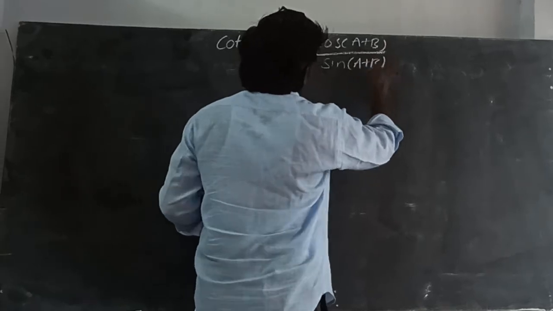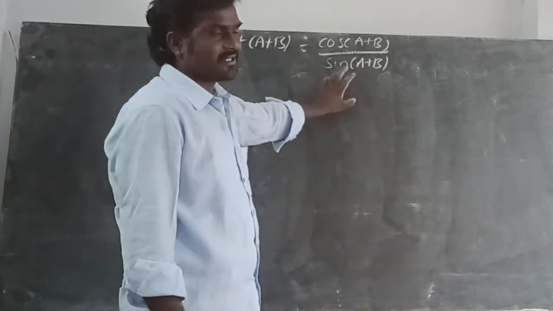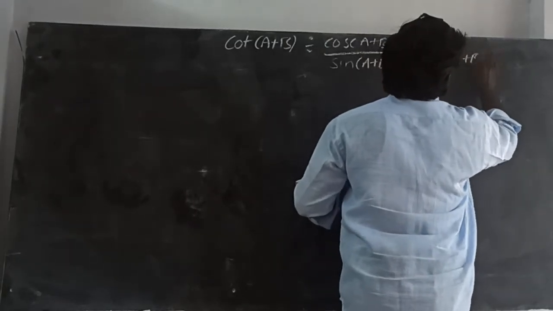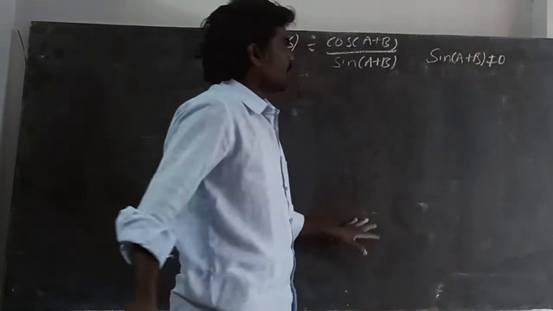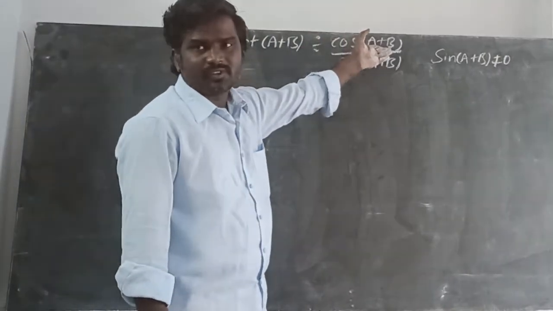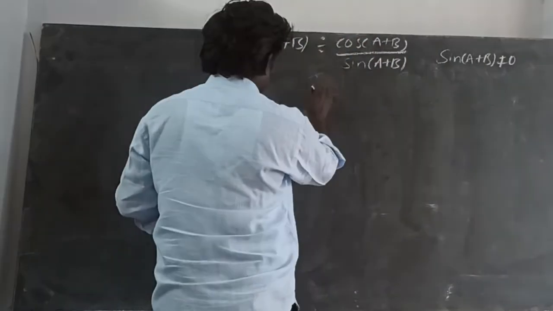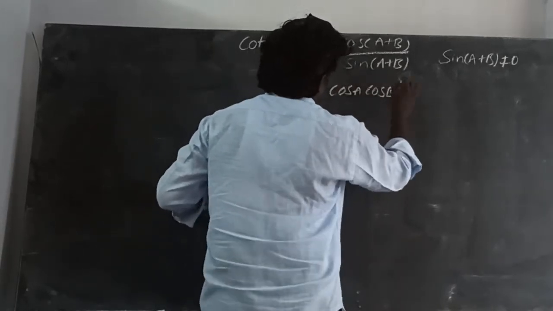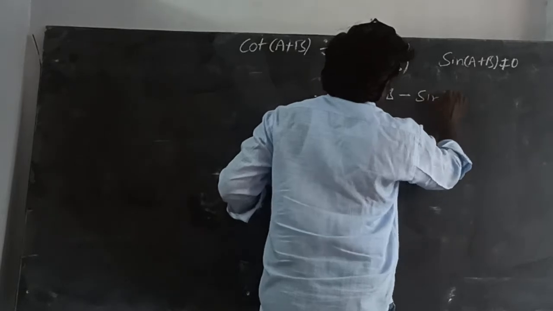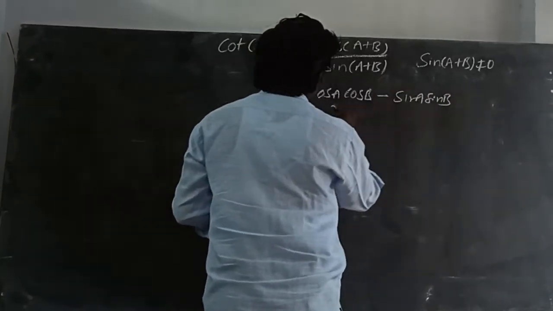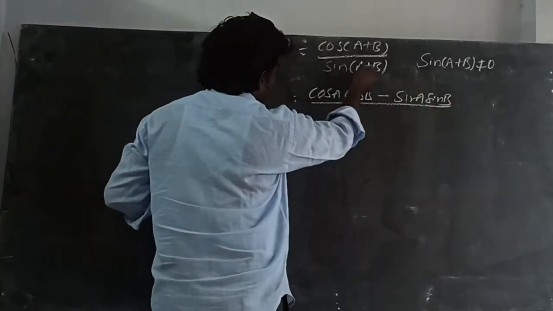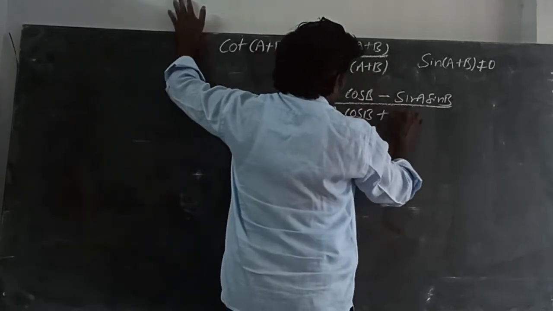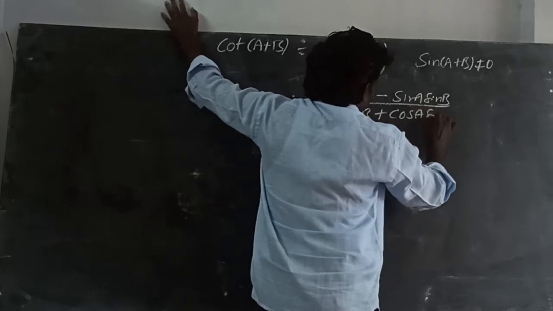Next, cot of A plus B, that is cos of A plus B by sin of A plus B. The ratio we can write as cos by sin. Here sin of A plus B is not equal to 0; if it becomes 0, it is not defined. So that is cos of A plus B, cos A cos B minus sin A sin B, by sin of A plus B, sin A cos B plus cos A sin B.